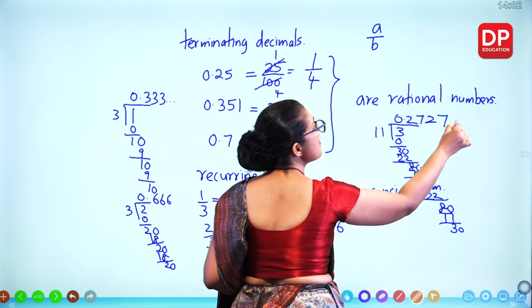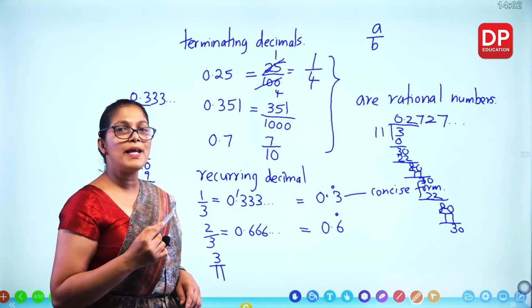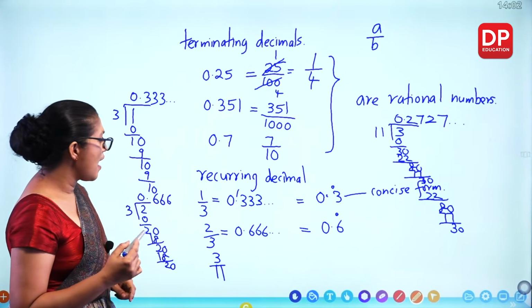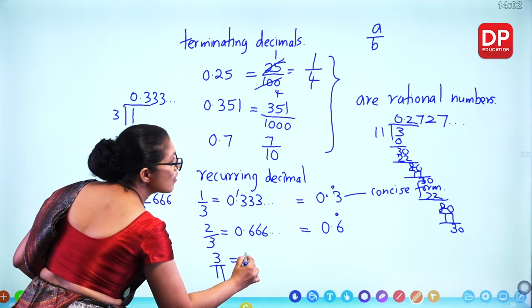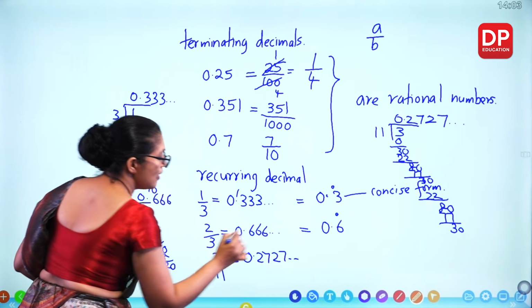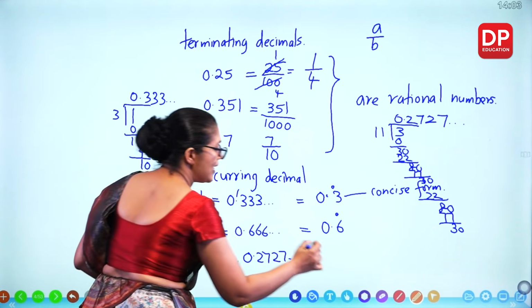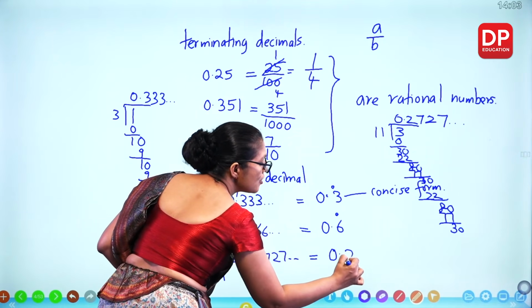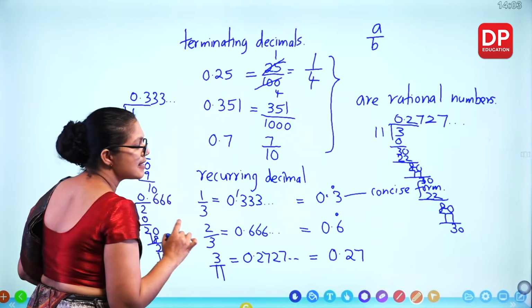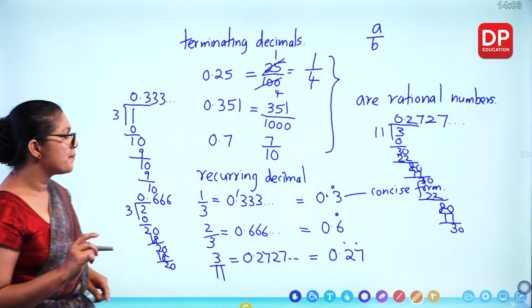Here, 2727 repeating. Here, 2 digits are repeating. So how can we write down this number in concise form? 2727. We see 2 and 7 both are repeating. So what we can do, we can write it once and put dots above both these numbers. Now we'll take another one.